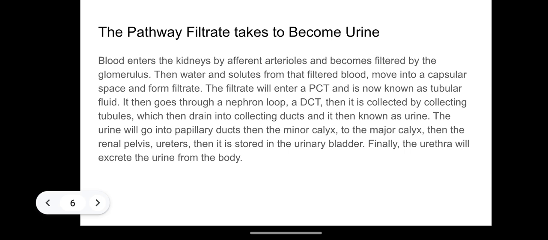Then, urine will go into the papillary ducts, then the minor calyx, then to the major calyx, and next the renal pelvis. And after that comes the ureters, and then it's stored in the urinary bladder, and finally the urethra will excrete the urine from the body, eliminating the waste.